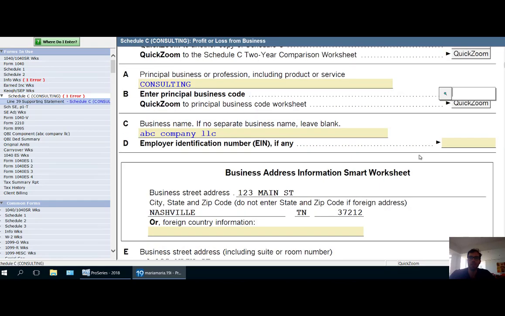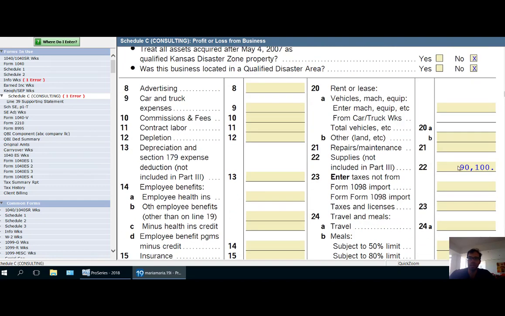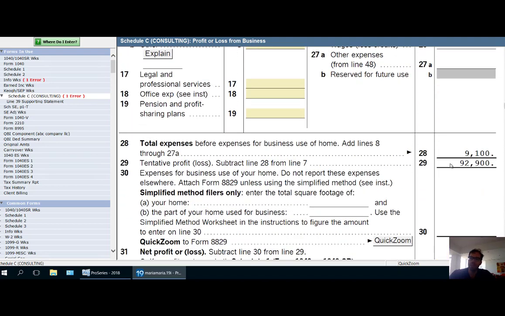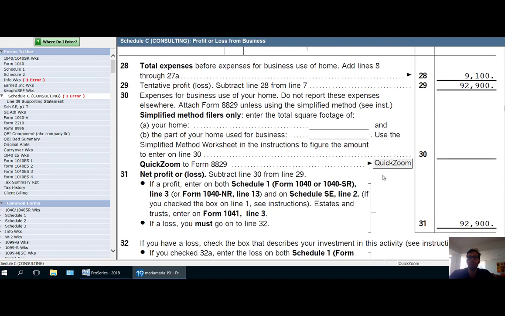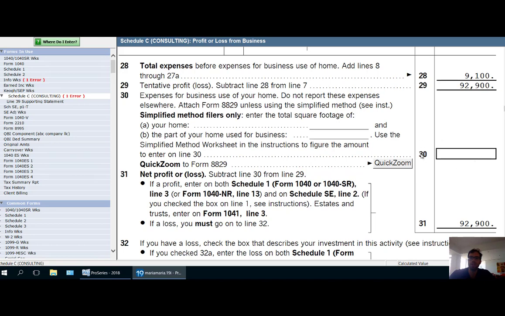So let's put something on here. Let's say the supplies were actually 9,100 instead of 90,100. Now her net income is 92,900, and we can look at a few other situations. One of which, let's say, since she is working from her house, she's got a home office. So the 8829 right here, this is where you put your home office expense below the net income. Home office expense, and then net income after home office will go right here.